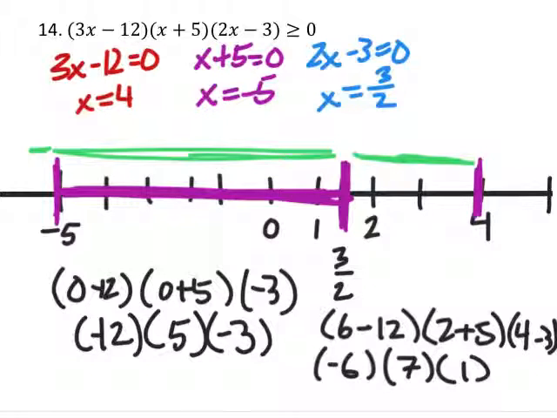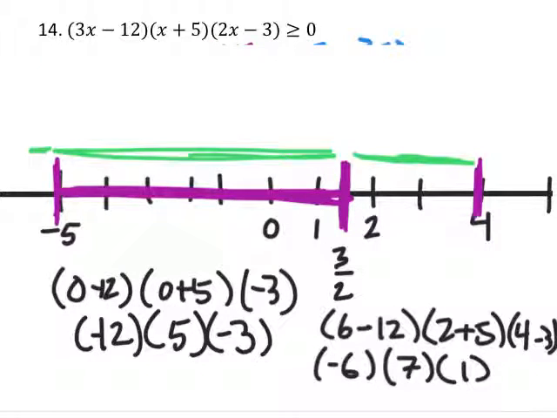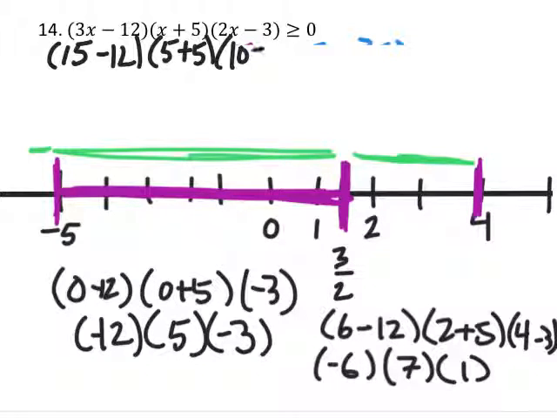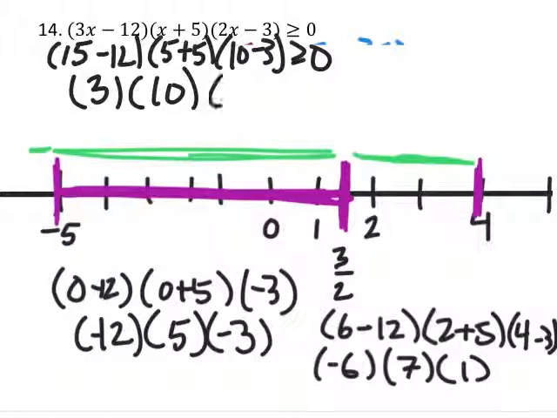Next up, we'll try a value to the right of 4, such as 5. And we'll go and look at that. We got 3 times 5 is 15 minus 12. 5 plus 5. 2 times 5 is 10 minus 3. Is this greater than or equal to 0? 15 minus 12 is 3. 5 plus 5 is 10. 10 minus 3 is 7. Now, we don't have to do any more calculating, because we know that answer is going to be positive, meaning that everything to the right of 4 will work.